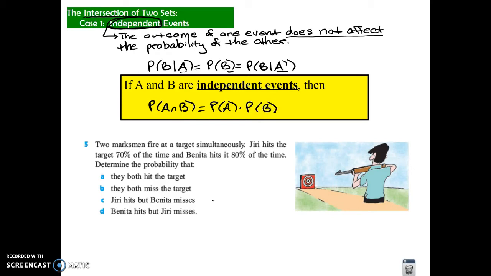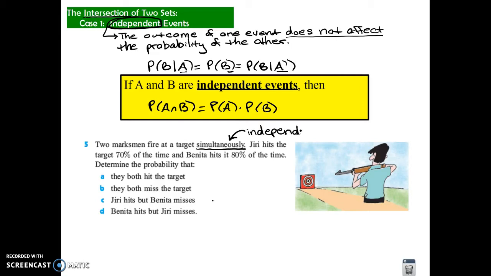Let's look at an example with independent events. Here we have two marksmen firing at a target simultaneously. This is important. What we're to deduce from this is that if they're both firing at the exact same time, then whether the first person hits the target or not shouldn't affect the second person, because the second person has already fired at the same time. So they're including this word to tell us that we should treat these events as if they are independent.